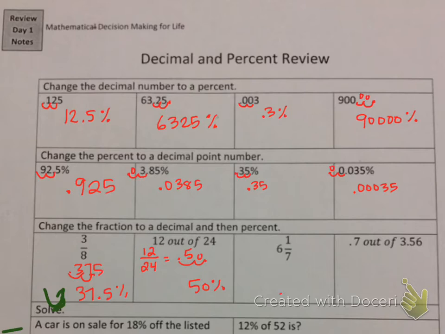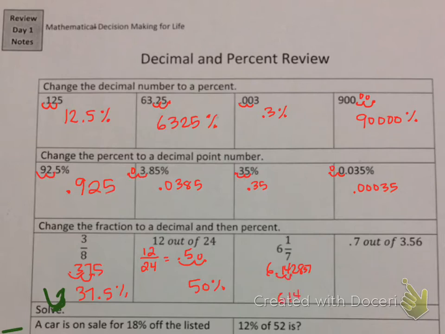This 6 1/7, you can punch it in your calculator that exact way, 6 1/7, and hit the arrow keys or enter, and it will change it to a decimal point number for you. It's going to be 6.142857. Lots of numbers there. Let's just go that far. We're going to move it 2 places to the right to get our percent.